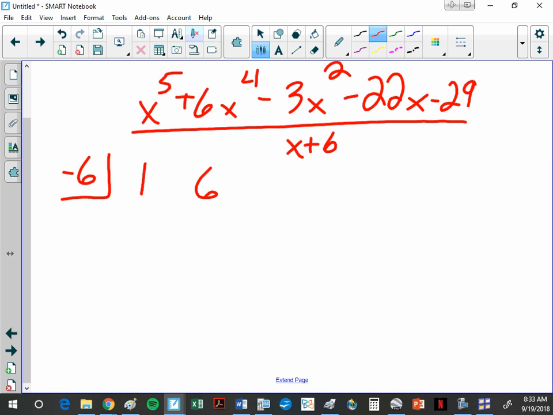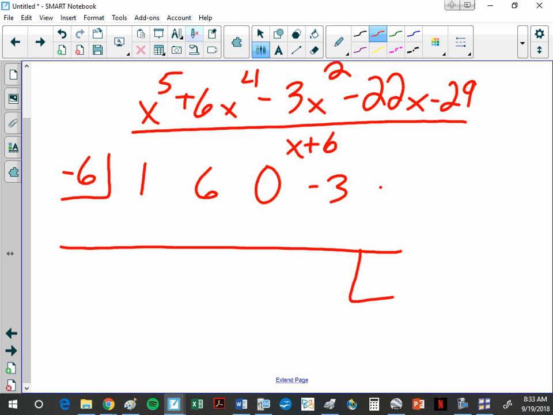There's no x to the third. If I forget about x to the third, is that going to mess up my answer? Yes, because when I get to the bottom it is supposed to have one fewer term than the top. But the degrees need to match up. So anytime you skip an x to the third or an x squared, you have to put a placeholder to represent where it's not. And then negative 3, negative 22, and negative 29.